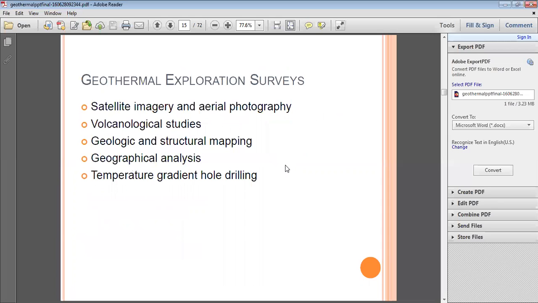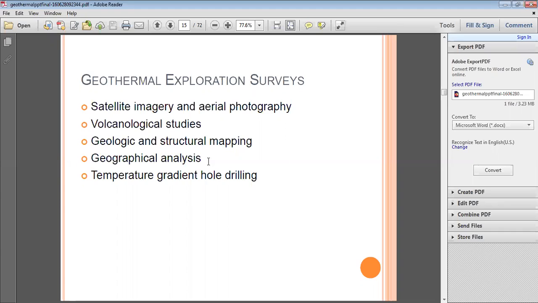Then surveys are done for geothermal exploration, based on satellite imagery and aerial photography. Then volcanological studies, the studies of volcanoes, are also conducted with the help of satellites. Then geological and structural mapping is done, so we map the structure of that particular area according to location.